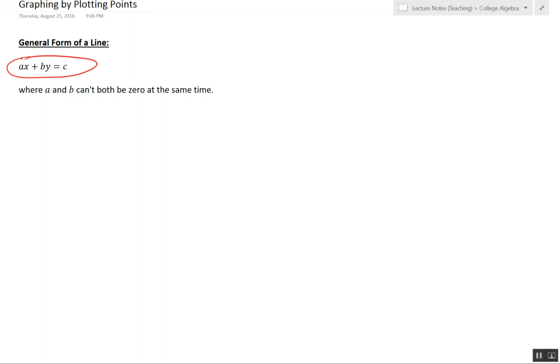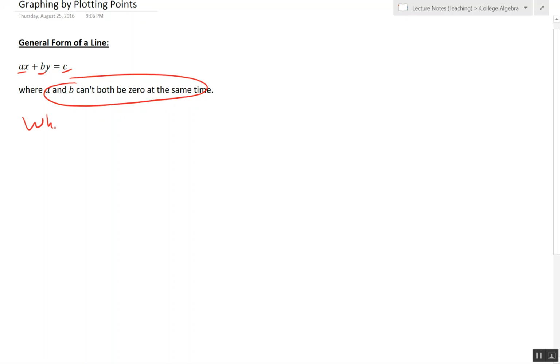If I say the general form of a line, I would expect you to know this is ax plus by plus c, where the x and the y are variables, and the a, the b, and the c are constants, and these constants have a certain condition: both a and b cannot be 0 at the same time.